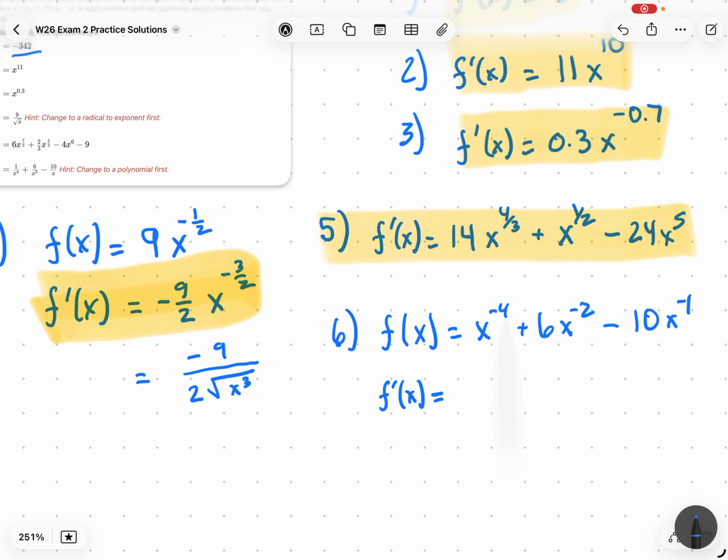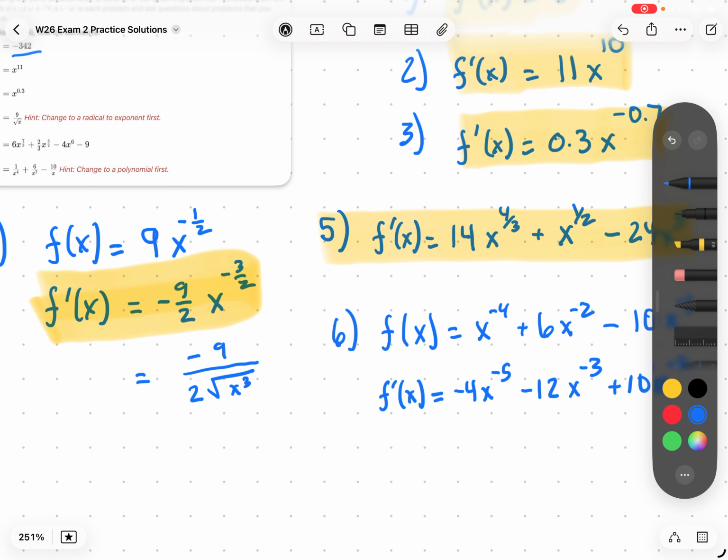Okay, so my power rule says I can bring that -4 down and then subtract 1. So -4 minus 1 is -5. Be very careful with how you subtract these negatives. It's a little tricky. The next one, I'm bringing -2 down, multiplied by the 6, so that's a -12. And then -1 would be x to the -3. And then -1 times -10, that's a +10. And this would be x to the -2 when you subtract 1. I am perfectly fine with you leaving that answer like that.